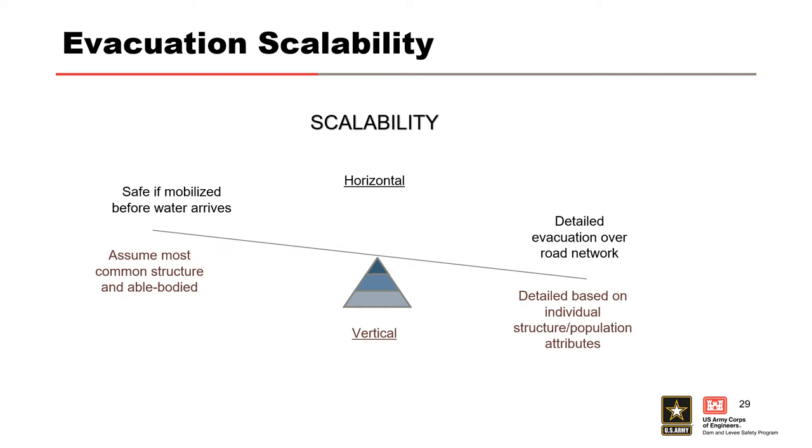And then for vertical, you can assume the most common structure, like a one-story residential, and assume everybody's able-bodied. You're going to have an estimate on the low. That's not a conservative estimate. You're going to be a little low there, but at least you can get an initial start. And then you can do a much more detailed assessment based on the attributes.